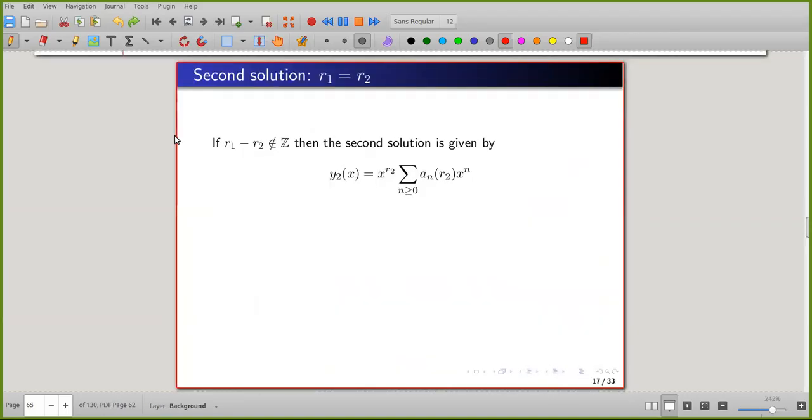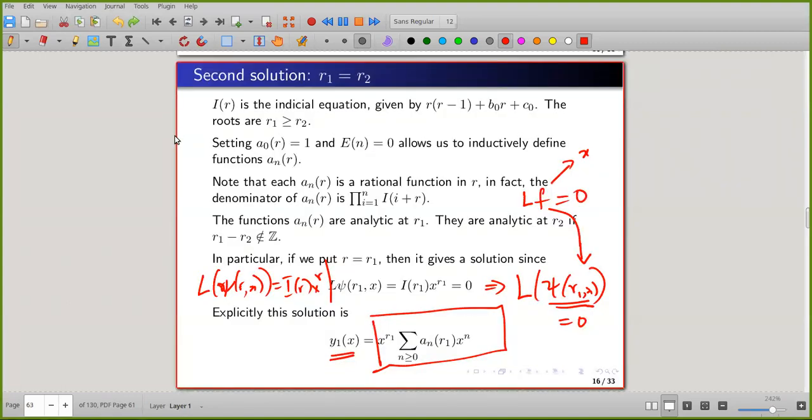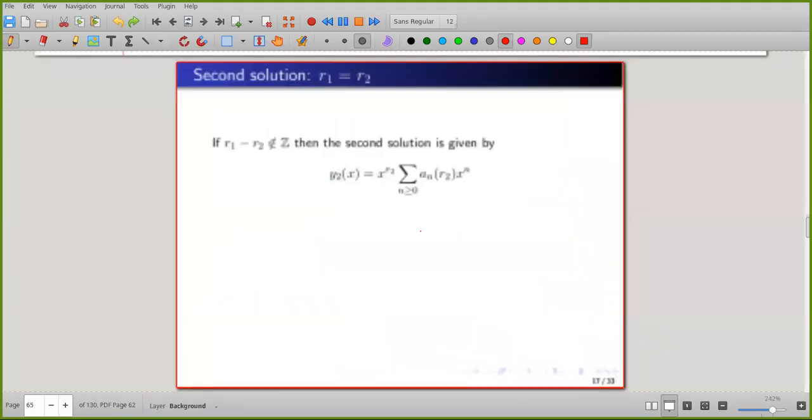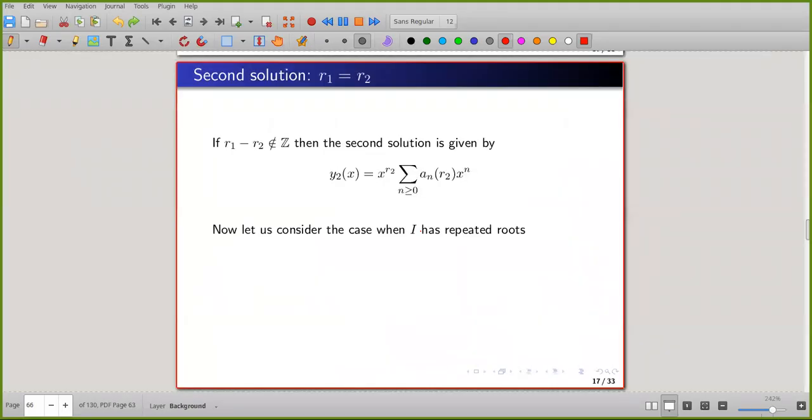So if r1 minus r2 is not equal to 0, then once again we can just plug in r equal to r2. Then we will get another solution, L of psi(r2, x) equal to 0, right? And these A_n(r2)'s are going to be real numbers, which makes sense because the A_n(r)'s are analytic at r2. Okay, so this is what we did last time.